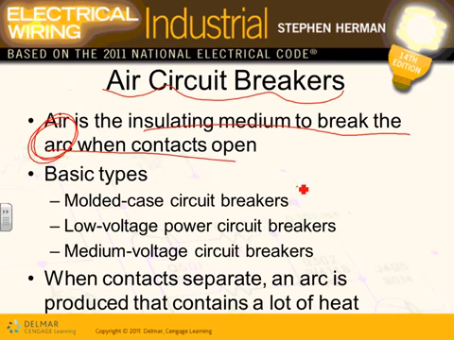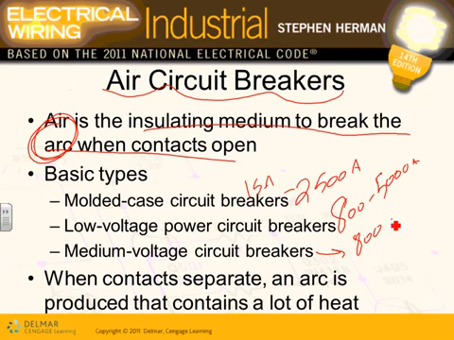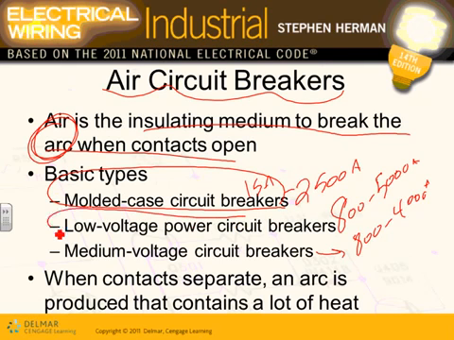There's a couple of types, guys. There are molded case circuit breakers, probably up to 2500 amp. You can get them up to different voltages. Low voltage power circuit breakers, you're talking about 800 amp all the way to 5000 amp. This one is from 15 amp to 2500 amp. Medium voltage circuit breakers, the same thing, probably from 800 amp to 4000 amp or so. So these are the air circuit breakers. Most of the time you guys are going to see molded case circuit breakers or power circuit breakers.